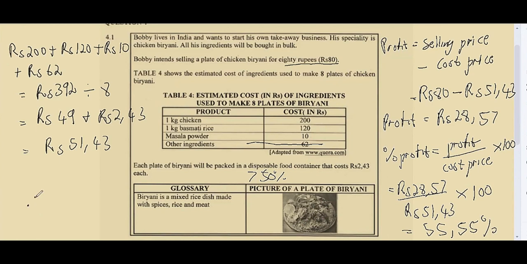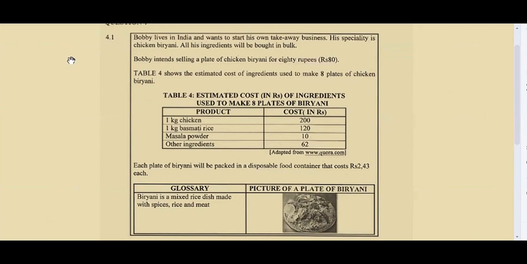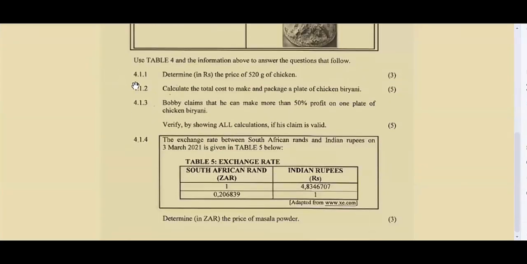That means in conclusion, we can say Bobby's claim is valid, right? So Bobby was correct. He is making more than 50% profit on just one plate of chicken biryani. Then let's proceed to the last question.